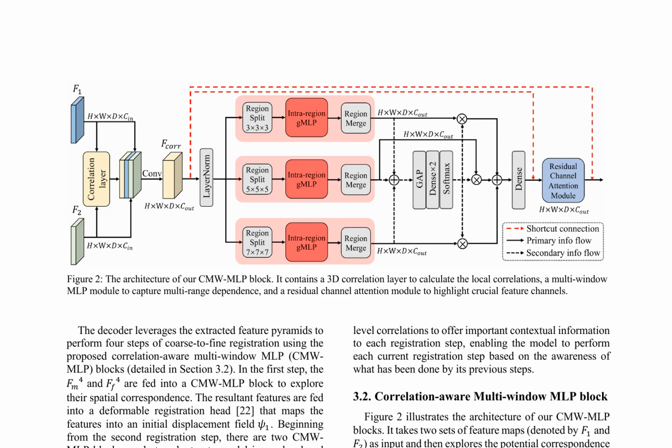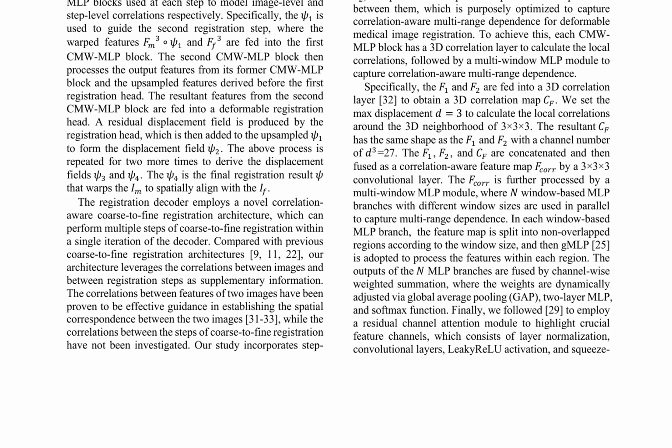The CorrMLP architecture consists of a hierarchical feature extraction encoder and a correlation-aware coarse-to-fine registration decoder. The encoder extracts multi-scale hierarchical features from the moving and fixed images separately, producing two 4-level hierarchical feature pyramids. The decoder leverages these feature pyramids to perform 4 steps of coarse-to-fine registration using correlation-aware multi-window MLP blocks.